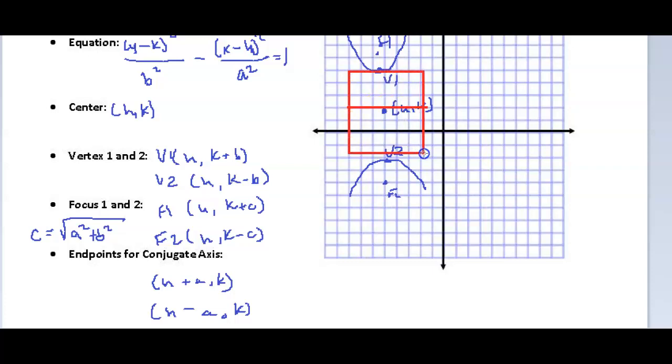Remember, the endpoints of the conjugate axis and the vertices, or the transverse axis, can be used to create two lines that can help guide us in graphing the hyperbola.